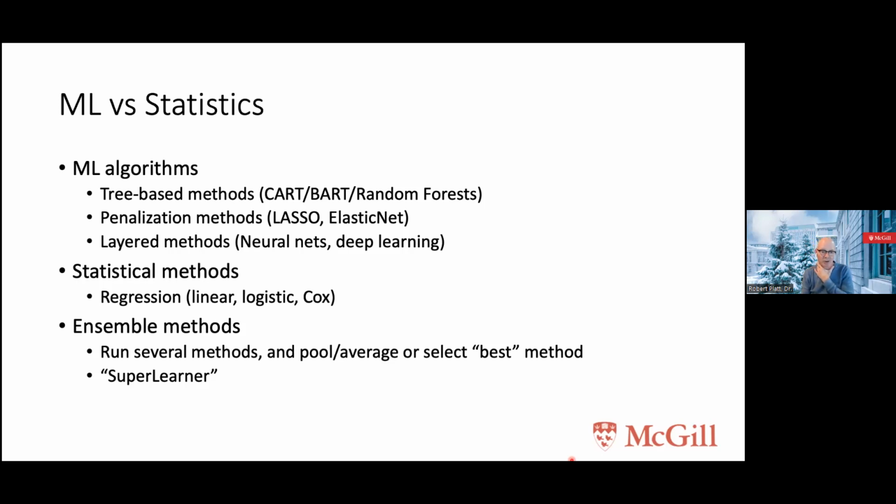And then there are methods that we've heard of in the news, like neural networks and deep learning, which use so-called layered methods, where the predictions are sort of layered on top of each other until there's a final prediction at the end. Then, of course, there are statistical methods for prediction, like linear regression, logistic regression, and Cox regression, which are sort of standard practice in epidemiology and biostatistics.